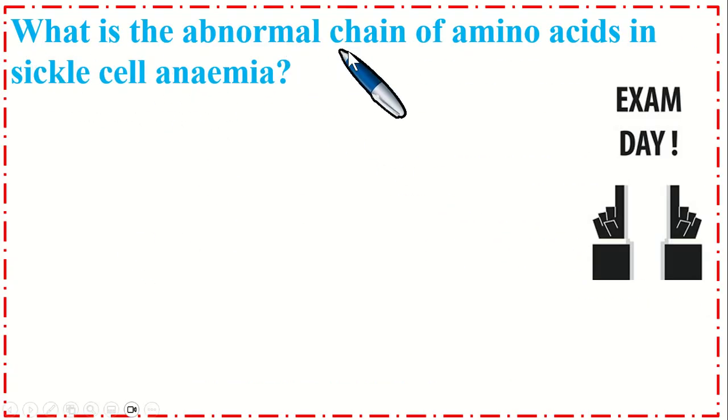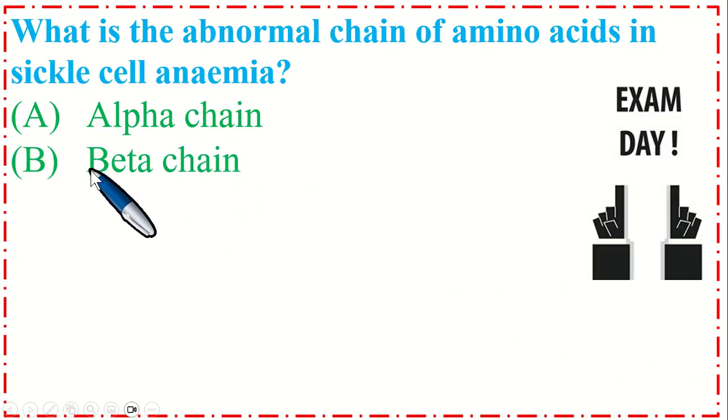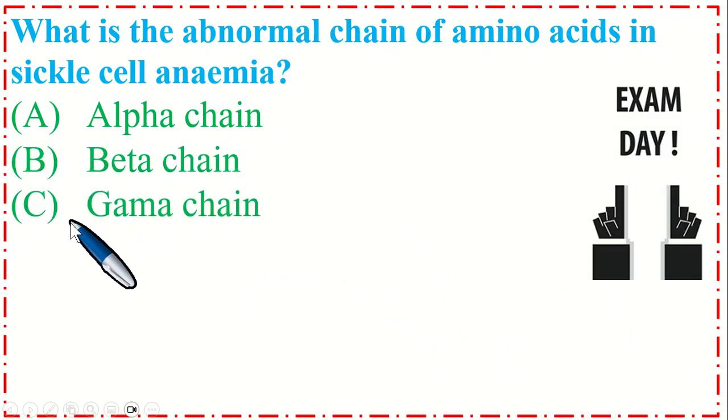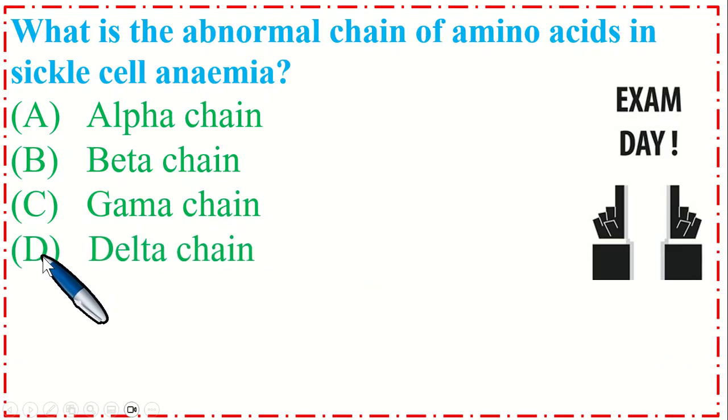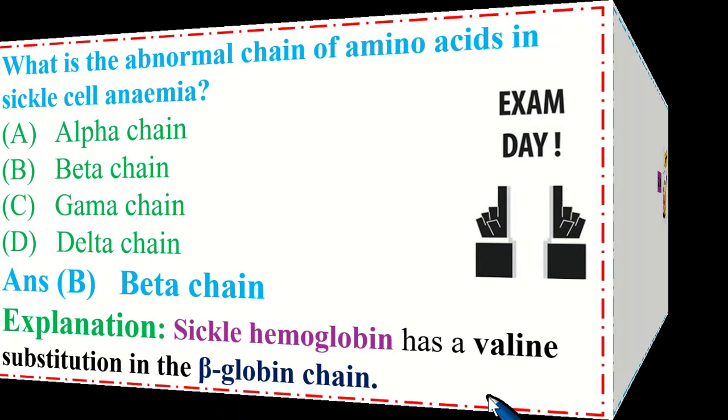What is the abnormal chain of amino acids in sickle cell anemia? Option A alpha chain, B beta chain, C gamma chain, and option D delta chain. So the correct option is B beta chain. Explanation is sickle hemoglobin has a valine substitution in the beta globin chain.